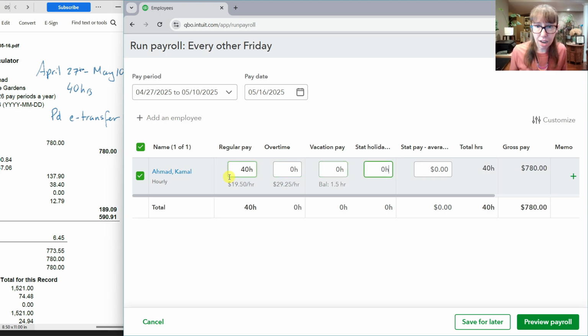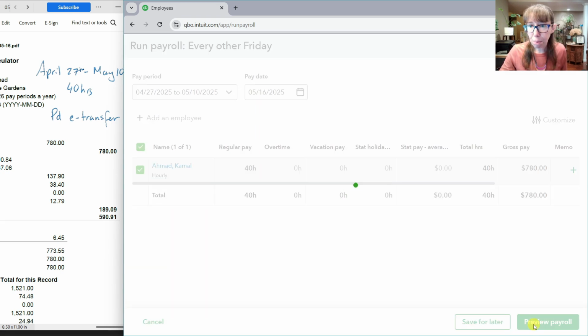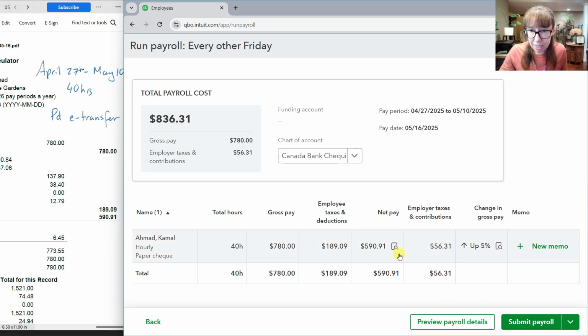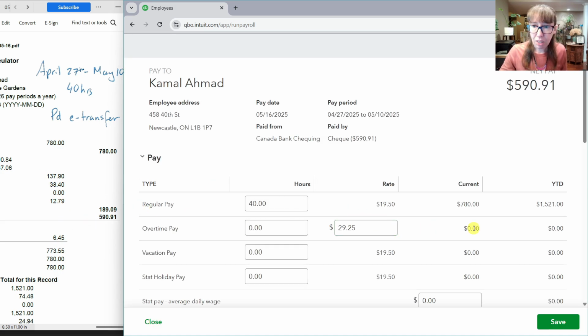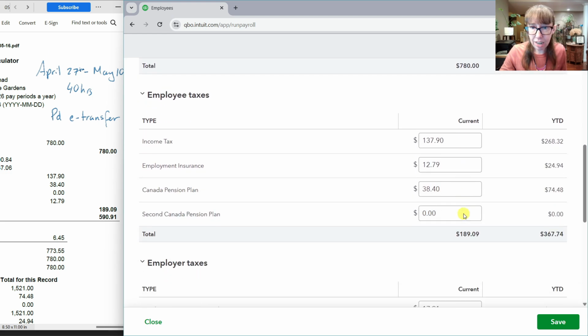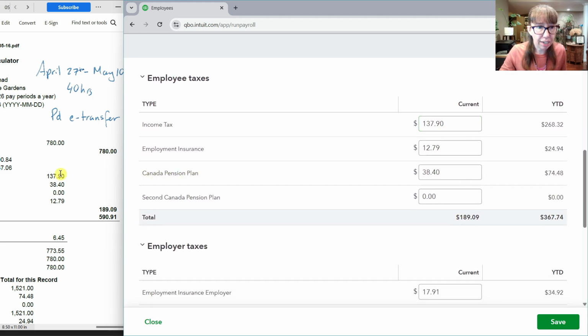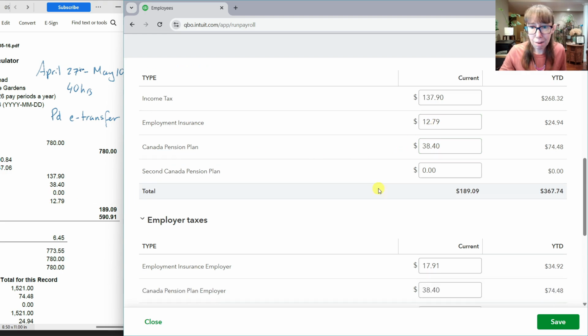There's no overtime, no stat. It's just a plain 780. Excellent. And preview payroll. Now we can take a look at that and make sure that the numbers match, and we can see current is 780. And here are the deductions. Income tax, 137.90. Yep. EI, 12.79. Yep. CPP, 38.40. Yep. Okay.